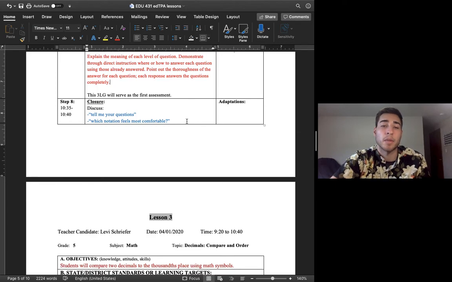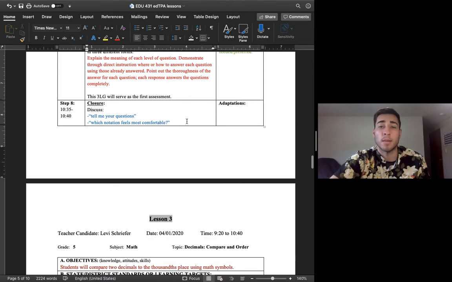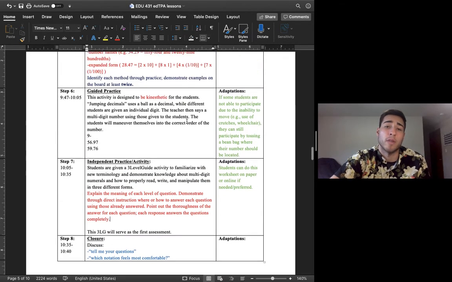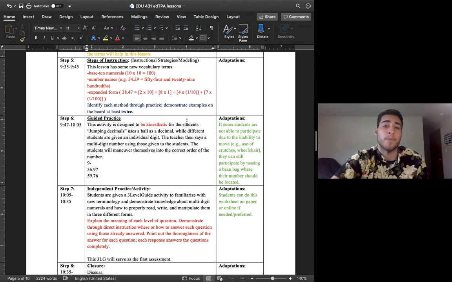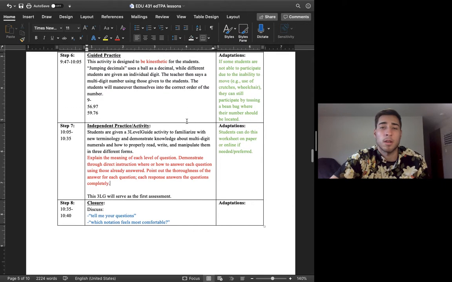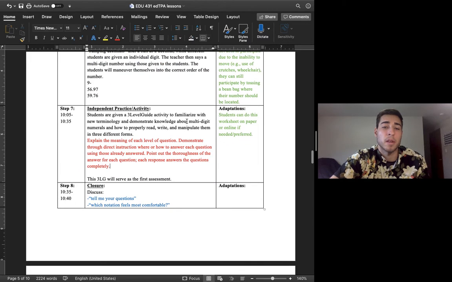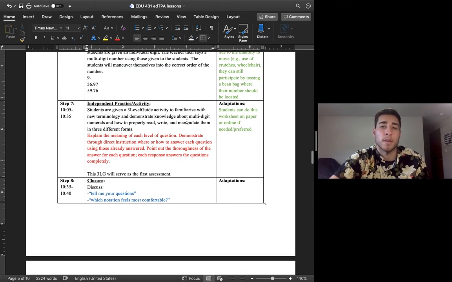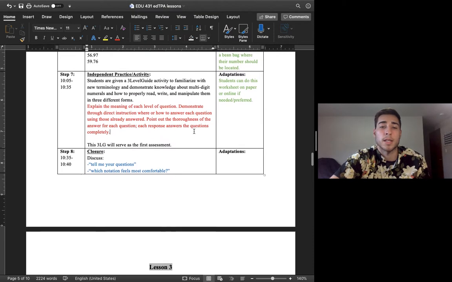And then finally, we're going to end with a little closing discussion, just talking about the questions that they have about the decimal place values, how we write them differently, whether the questions in the 3-level guide, we can run through those quickly, and then just like what notation that they feel most comfortable in writing. Maybe some like the expanded form better than writing it out in words, or the base 10 numerals. So we'll see where the students stand in that, and then we'll base the next lessons off that.